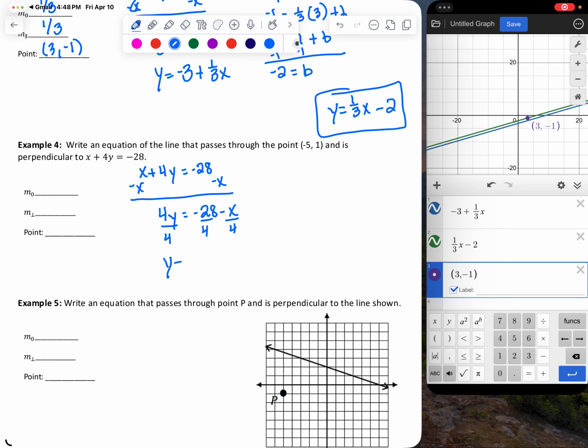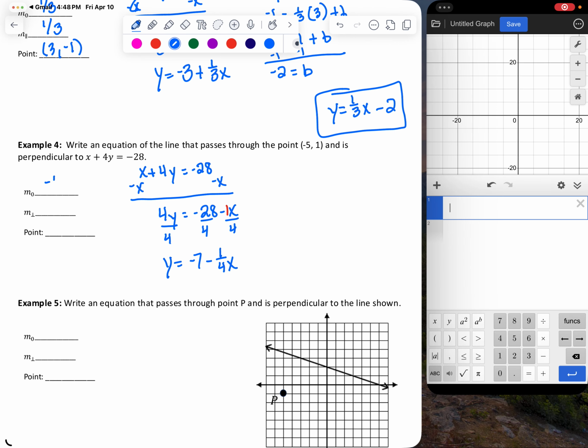So y equals -7 minus, remember this is an understood 1, so our original slope is going to be -1/4. Now, if I want the opposite reciprocal of that, the opposite of a negative is a positive, and the reciprocal of 1/4 is 4/1, which will just reduce to positive 4. So our perpendicular slope will be positive 4. So I know my new equation is going to be y = 4x plus something or 4x minus something.